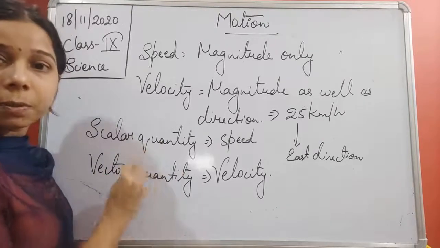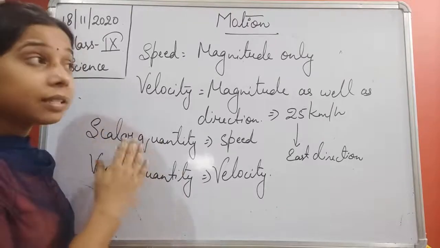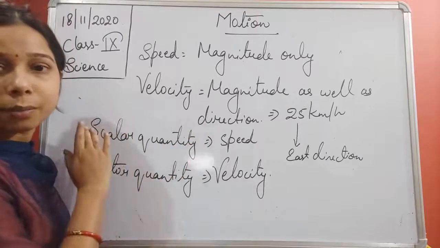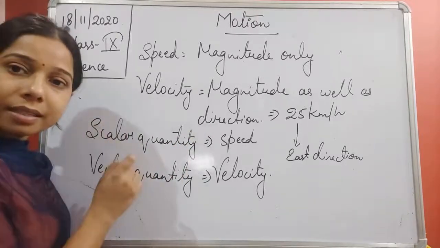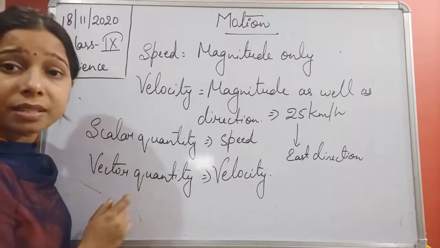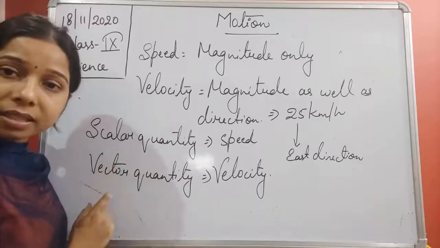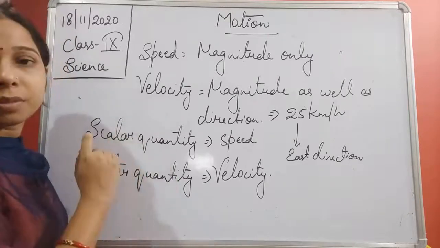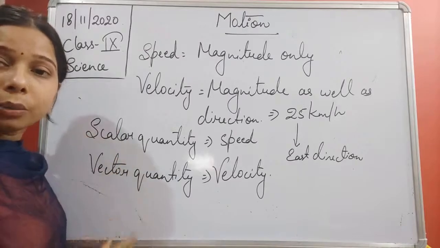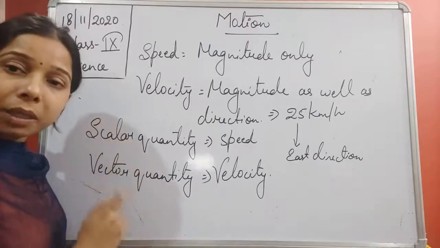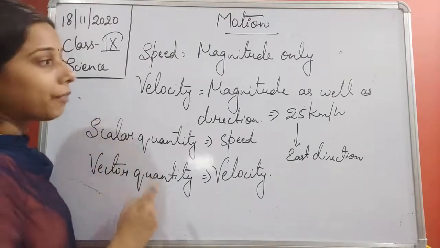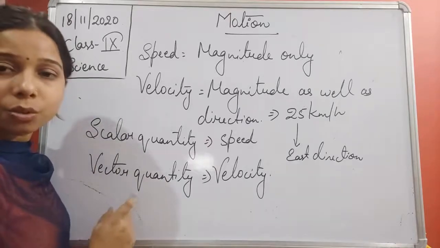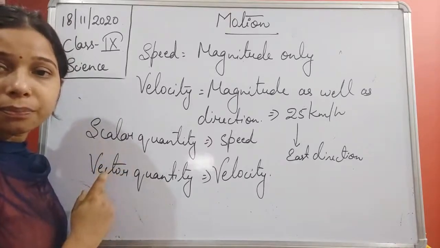Speed is distance upon time. Velocity is distance in a particular direction upon time, and we know that distance in a particular direction is represented by displacement. So velocity is displacement upon time taken. If we talk about the SI unit, speed is meter per second and velocity is also meter per second only.